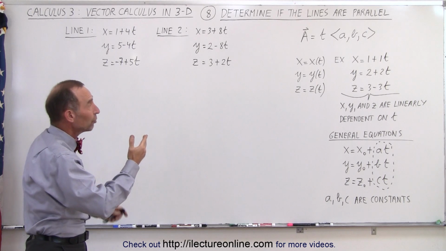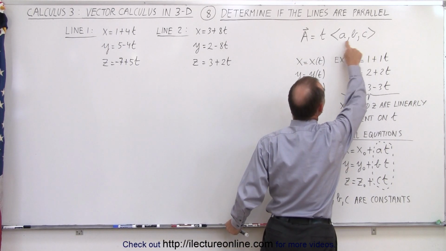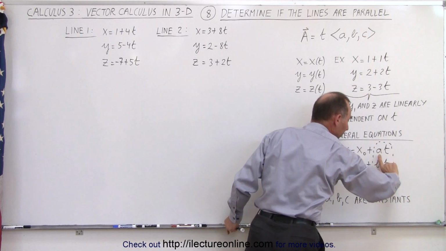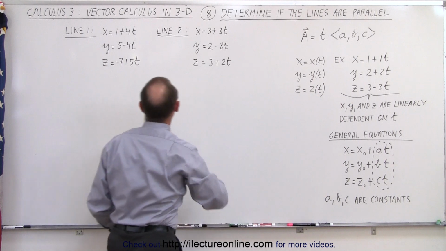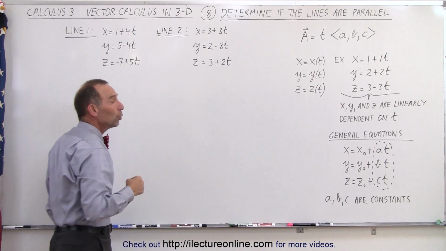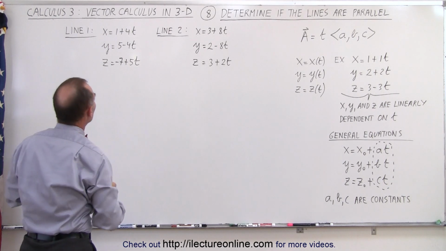And the vector, of course, as we can see, is always expressed in terms of the change in x, y, and z. In other words, in terms of the slope of the parametric equations. So we can see that these constants right here represent the change in x, y, and z, which can then be used to define the vector which is parallel to that line.